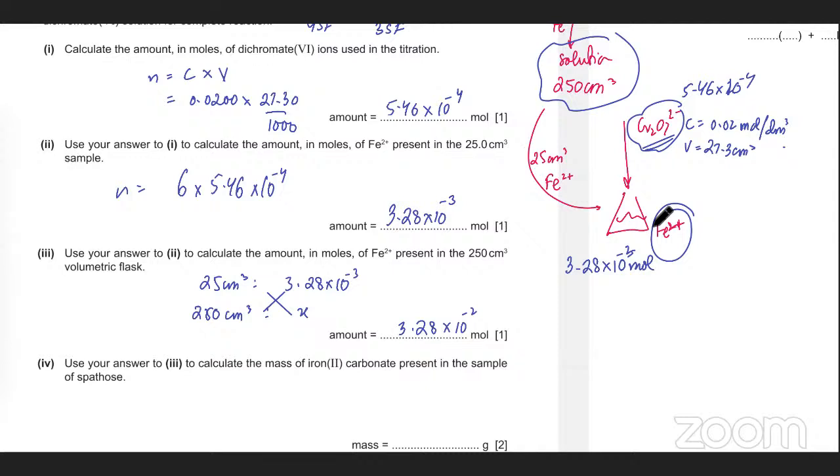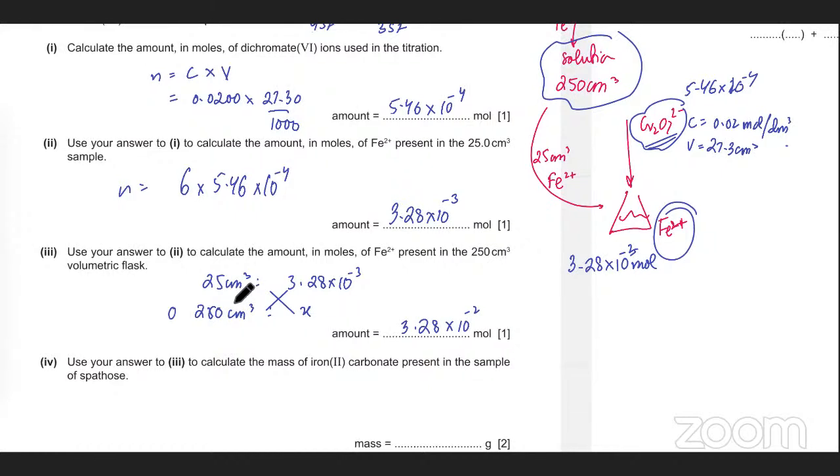Shouldn't we convert the cm³ to dm³? In this case, if you're using ratios, it wouldn't really matter. I mean, you can do that. This would be 0.25 and this would be 0.025, and that would turn it into dm³. But remember, if you're just using ratios, it doesn't really matter. You'll get the same answer. Okay, sir.